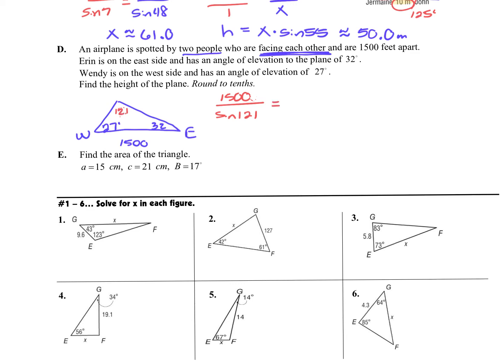121. Okay, now 1,500 over our 121. We're going to find, just like before, it doesn't really matter which side you choose to find. I'm going to choose to find this one. There's truly no difference. I'm going to put an x, and I'm going to say sine 27. And again, go through your algebra. That's going to give you an x value for that side of the triangle of 927.3.